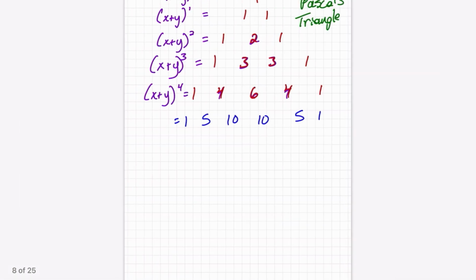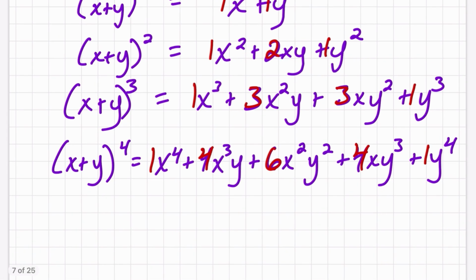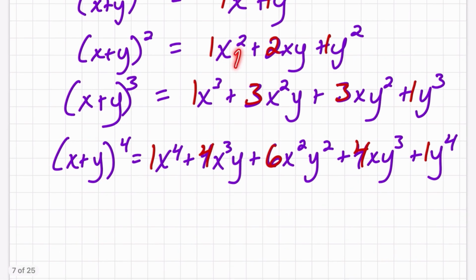So I also want to point out, let me back up to this step over here, that the exponents on the x are decreasing. So x squared, x to the first, and then x to the 0. x cubed, x squared, x to the first, x to the 0.